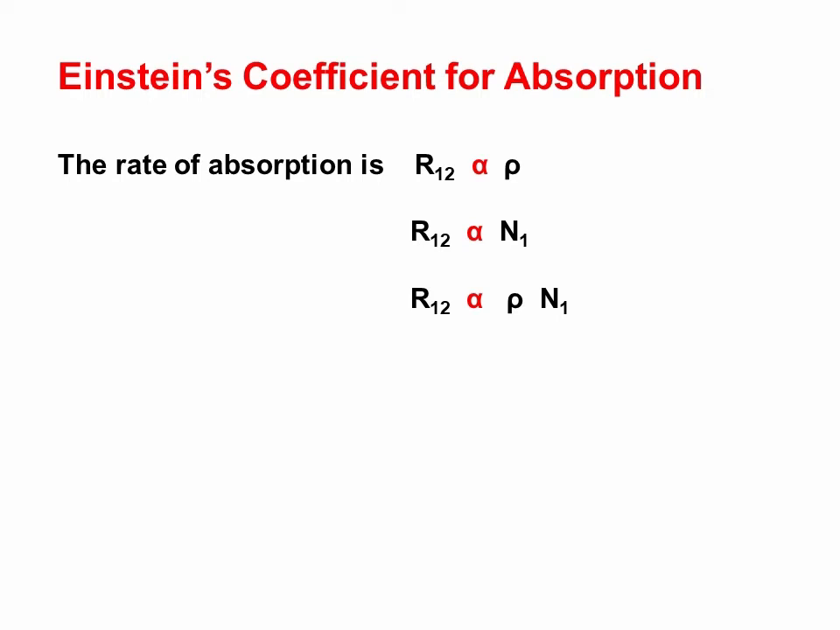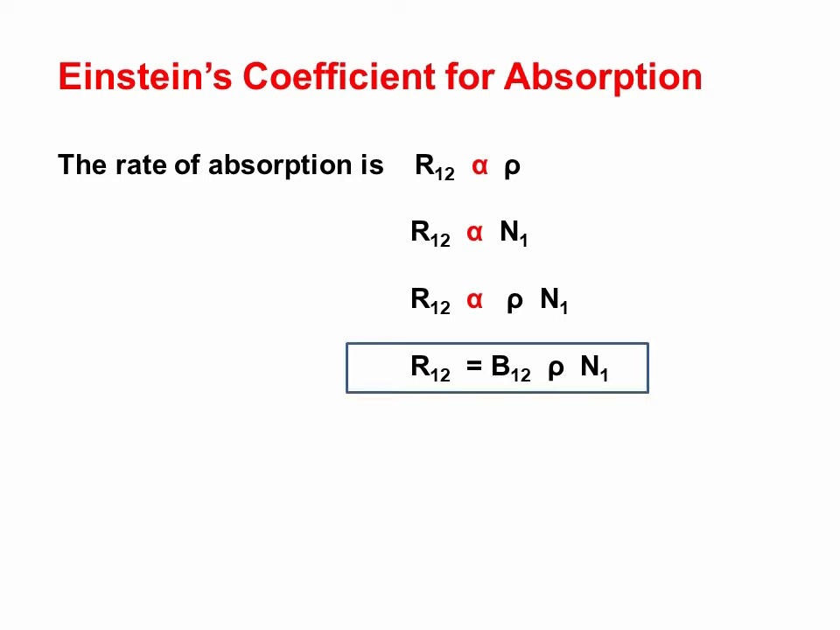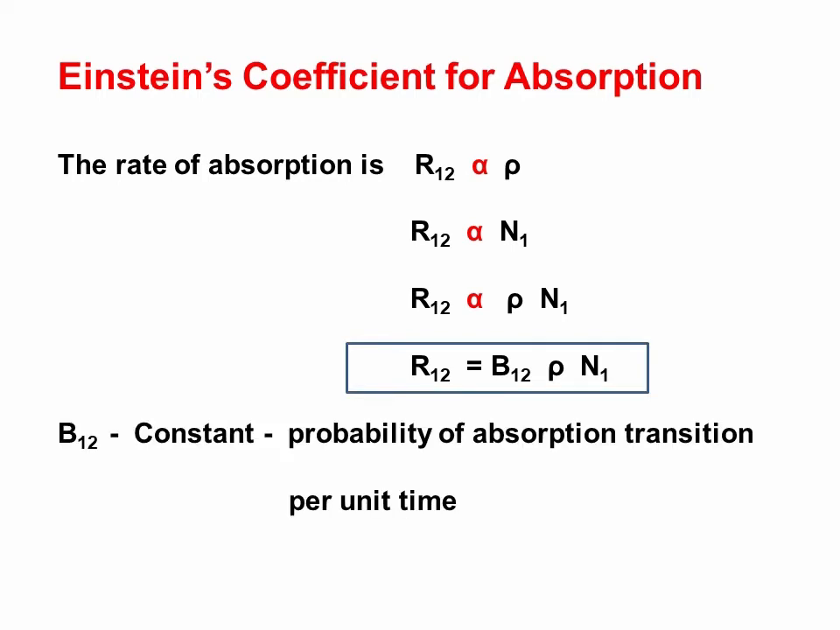In order to make it a mathematical expression, R12 is equal to, we introduce a constant, that is B12, then rho into N1. Here B12 is the constant, which is nothing but the probability of absorption transition per unit time.